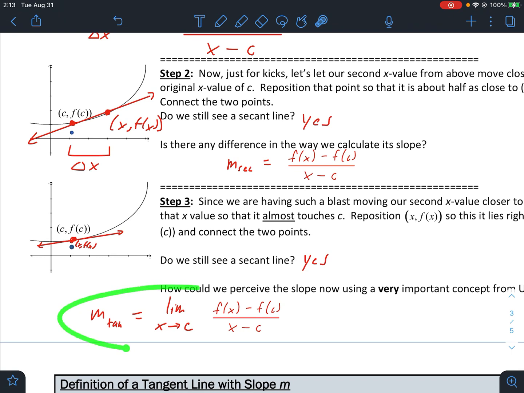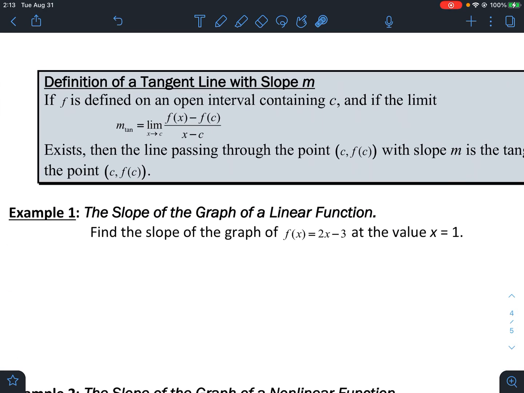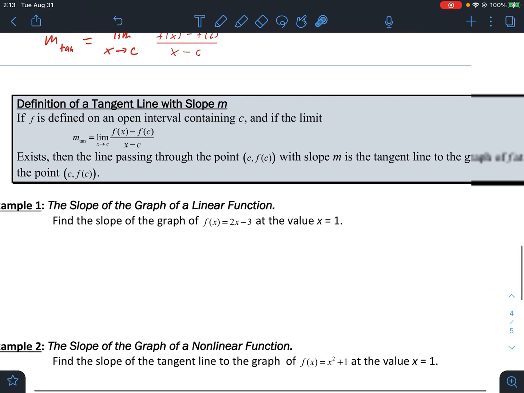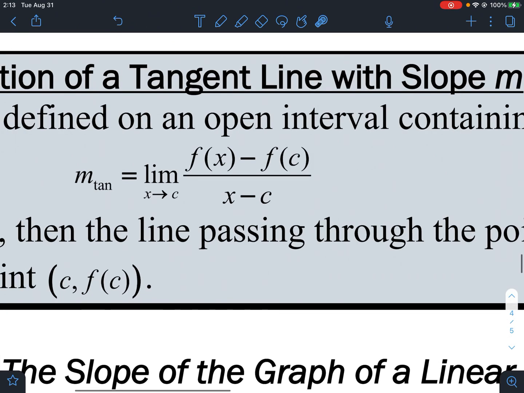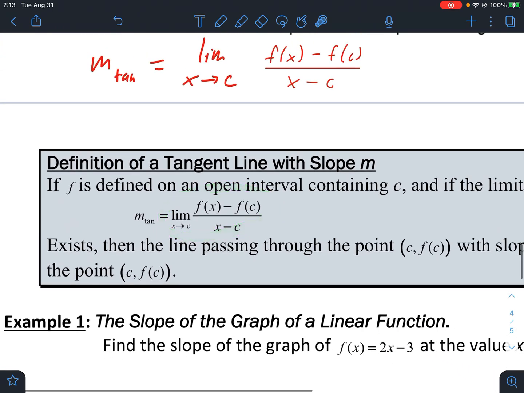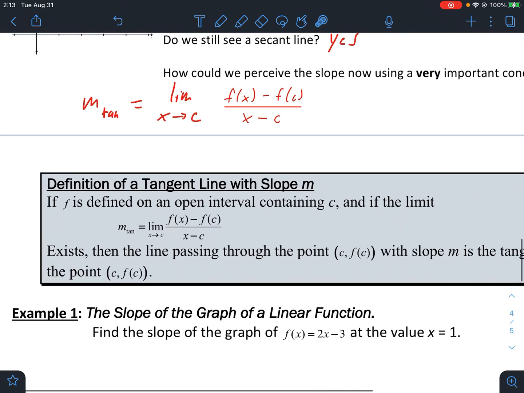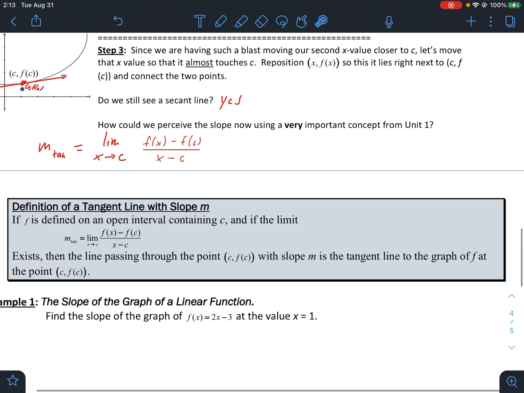This is a very important concept for the first half of Calculus AB. The definition of a tangent line with slope m. All right, if f is defined in an open interval containing c, if the limit, so again, this is our slope of a tangent line, right, exists, then the line passing through the point c comma f of c with slope m is a tangent line to the graph of f at the point c comma f of c.